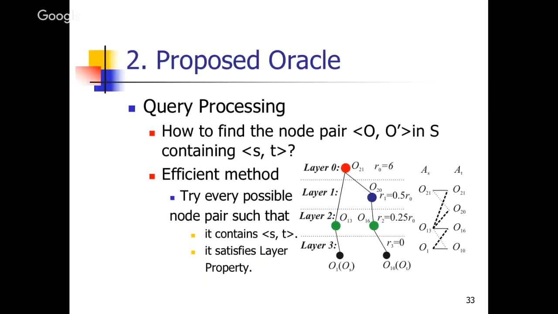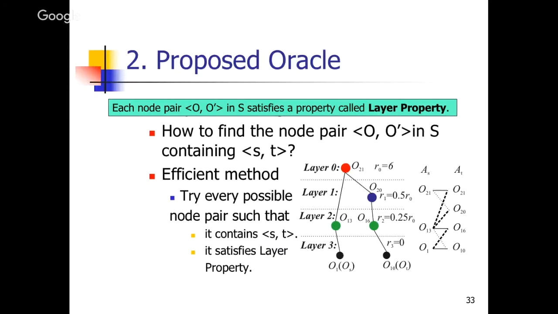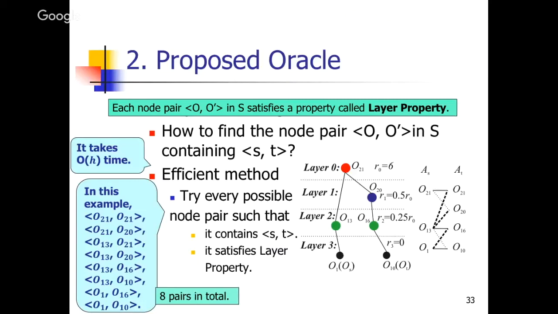Then we also propose an efficient method, based on an observation called the layer property. Each node pair O, O prime in S satisfies a property called the layer property. We don't show the detail due to limited time. It tries every possible node pair that contains ST and satisfies the layer property. In this graph, each edge corresponds to a node pair tried by the efficient method. As can be observed, this graph is much sparser than the graph I showed on the last page. In this example, there were a total of 8 pairs considered, and this algorithm takes O(H) time.